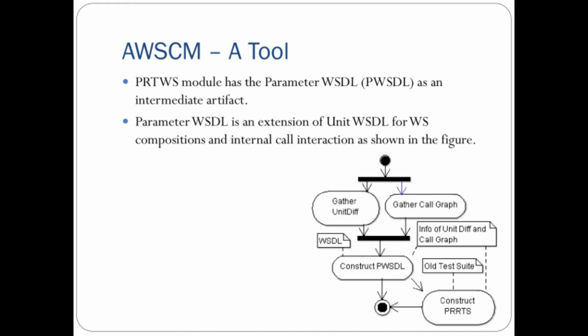For analysis of web service compositioning, the parameter WSDL can do web service compositioning analysis. Internal calls and interaction of those operations can be analyzed with the parameter WSDL. And when we have constructed the parameter WSDL with the help of the old test suite, we can construct the parameter reduced regression test suite. So this reduced regression test suite is helpful for analysis of the web service, and it can analyze call graphs or control flow graphs and data flow graphs.